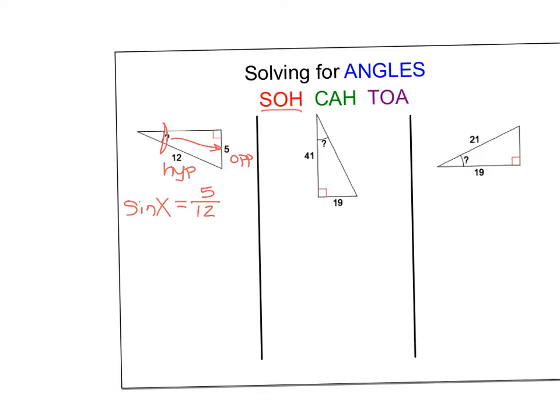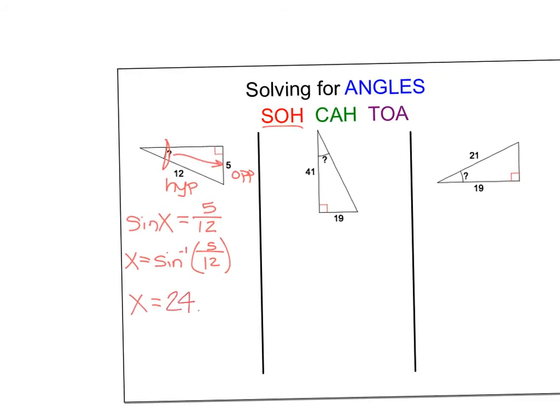All right, so in my calculator, I'm going to solve to get that x by itself, so I'm going to do the inverse sine of 5 divided by 12. So I'm going to do 5 divided by 12 equals, and I'm going to get 0.416 repeating, and then hit second sine, and that'll give me about 24.6, and that's a rounded answer.